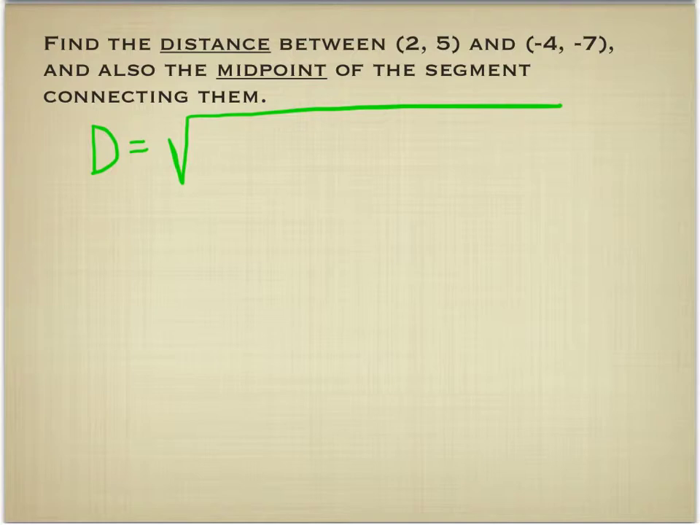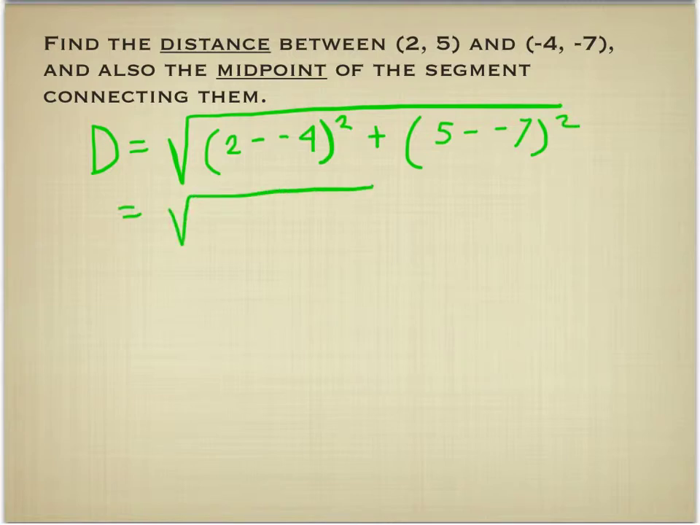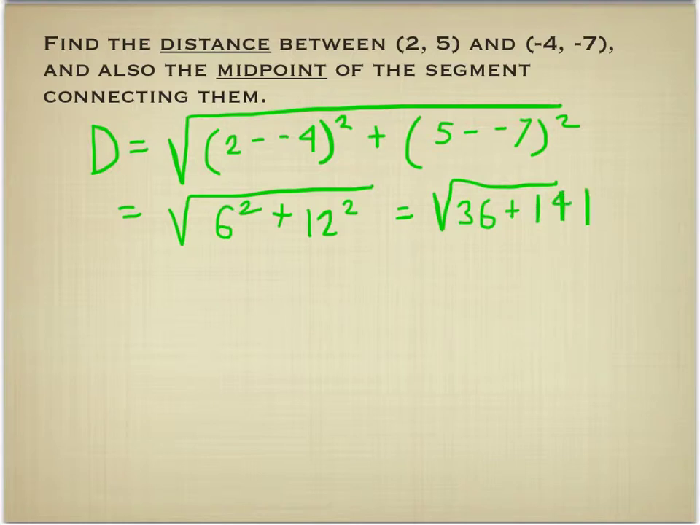I kind of like to just do this in my head. How far is it from 2 to negative 4? Well, maybe I'll write it out just so you can kind of see. So it's going to be 2 minus negative 4, and I have to square that. That's my x's. And then I do the same thing with my y values, 5 minus negative 7, and I have to square that. So that's going to be a distance of 6. So I have 6 squared, and from 5 to negative 7 is going to be 12. 12 squared like that. And so 6 squared is 36, and 12 squared is 144.